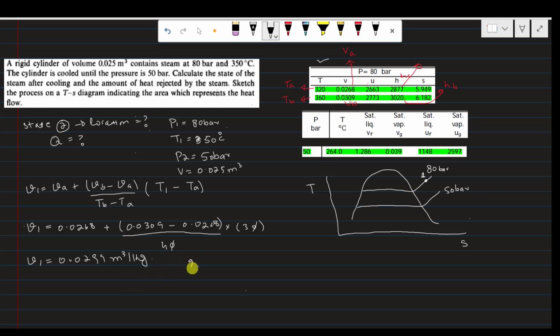The next thing we need to determine is the mass. How much mass is contained in this rigid cylinder? It is equal to volume divided by specific volume. The volume is 0.025, divided by 0.0299. After simplification, the mass you will obtain is 0.836 kg.